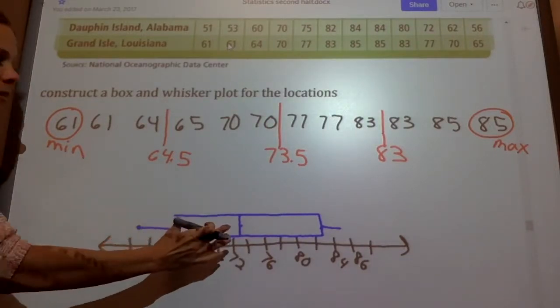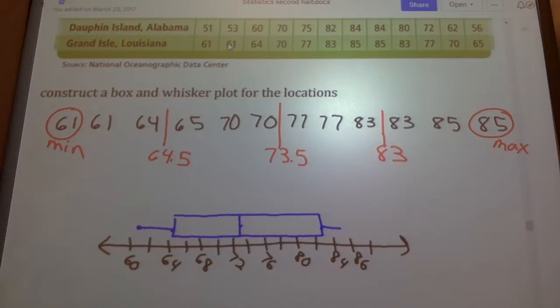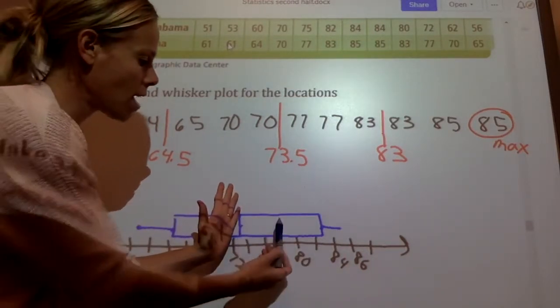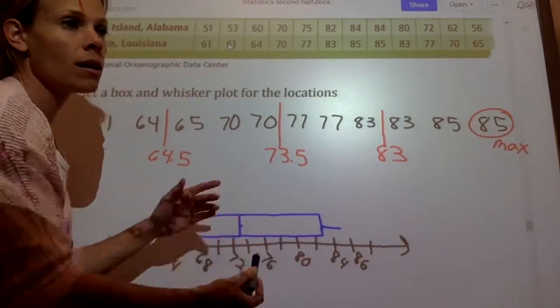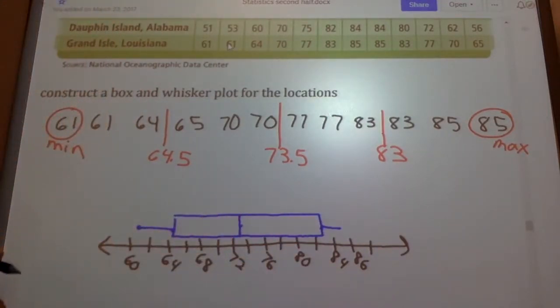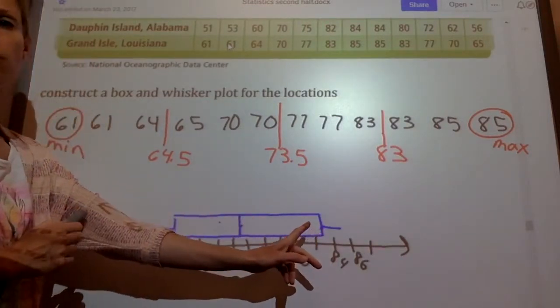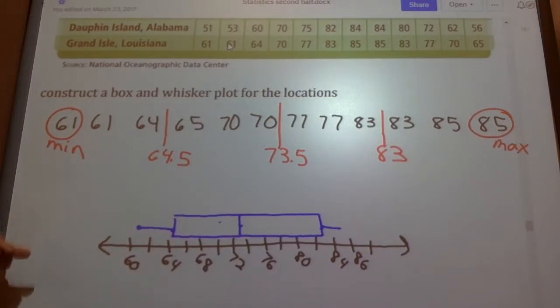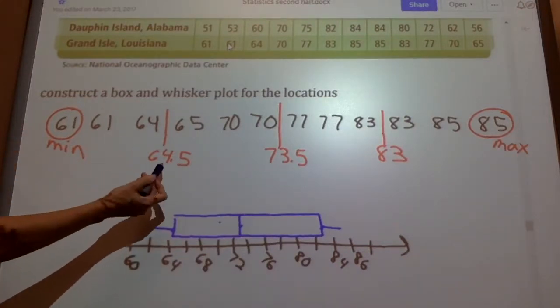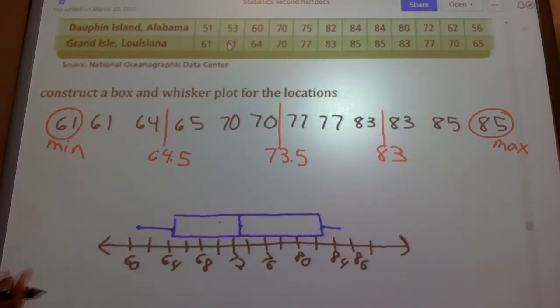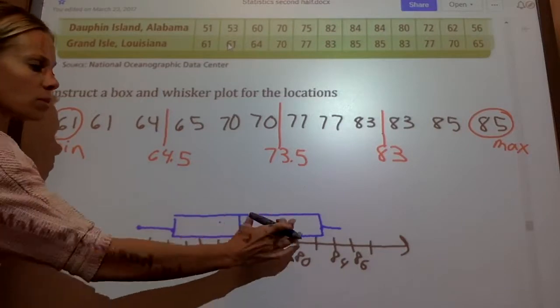Now, these each represent 25% of my data. A couple of things I could say on a test, true or false. Is 50% of my data greater than 73 and a half? Yeah, 25 plus 25 is 50%. Is 75% of my data less than 83? Yes, here's 83, and I have three quartiles, that's 75%. Is the bottom 25% of my data from 61 to 64 and a half? Yes, that's 25% right there. The big thing to know is each section represents 25%.